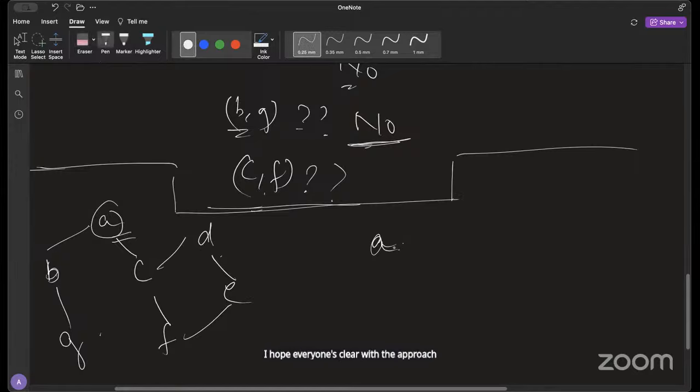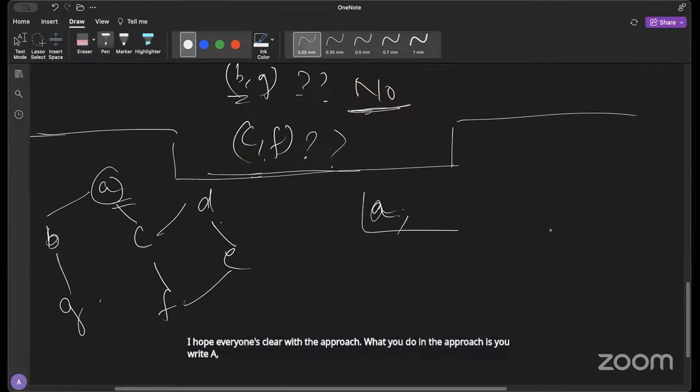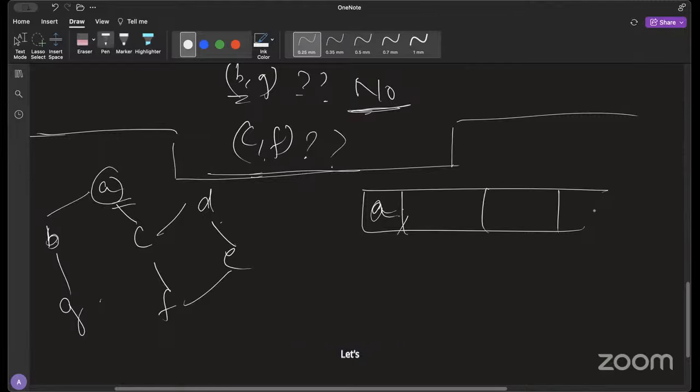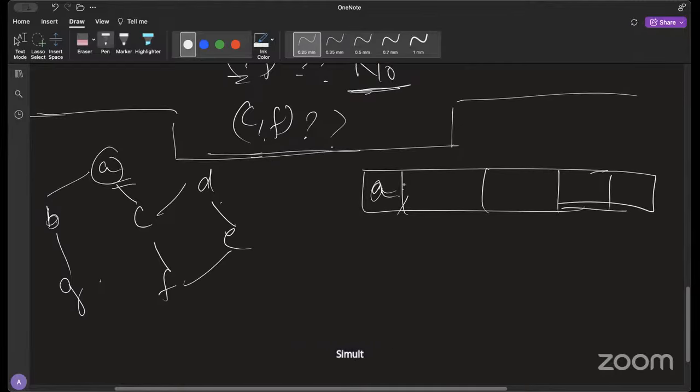What you do in the approach is you write A. Let's make the Q and the tree simultaneously. For the tree you write A here, and in the Q you write A. Then you start exploring A. Exploring means you start visiting every vertex. You write B here, C here, and D here, right? Now you don't have to write them in the same order. You could have written C, B, D. That's up to you. D is not connected to A, so you can write just B and C. Let me just write BC.